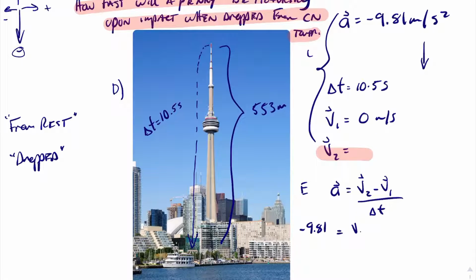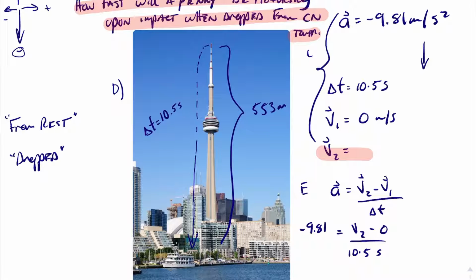v2 is what we are trying to solve for. And v1 is 0. So we can just write that in there, 0. I love zeros. Divided by the time, which is 10.5 seconds.